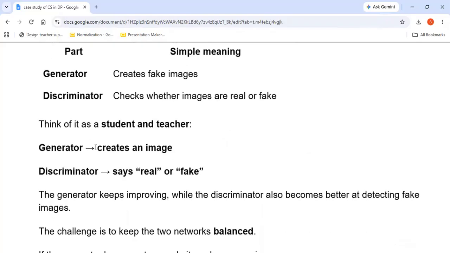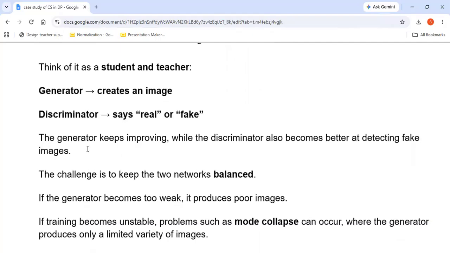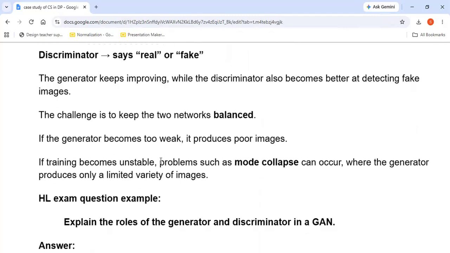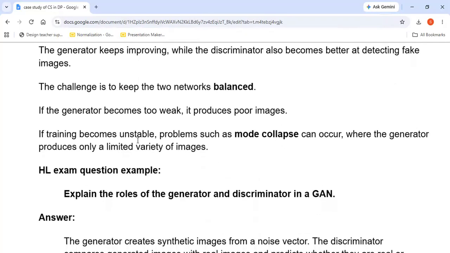The generator creates an image. That means the student creates an image and the discriminator, the teacher, will say whether it is correct or wrong, real or fake. So the generator keeps improving while the discriminator also becomes better at detecting fake images. The challenge is to keep both the networks balanced. If the generator becomes too weak, it produces poor images. If training becomes unstable, problems such as mode collapse can occur where the generator produces only a limited variety of images.